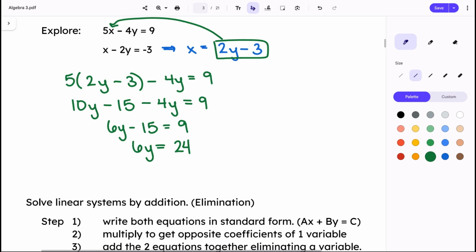Okay. What does y equal? 4. Okay. And then when you guys plugged that back into either equation, what'd you guys get for x? 5. Which one did you go back into? Top or bottom?